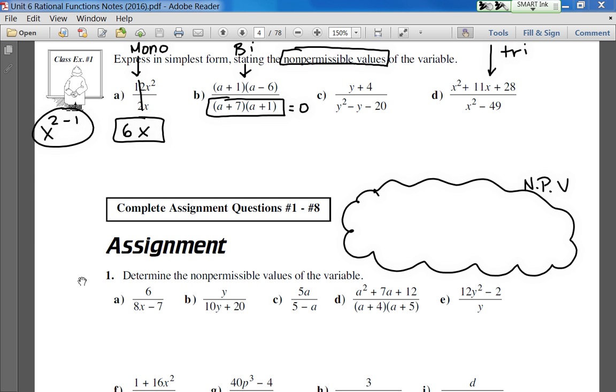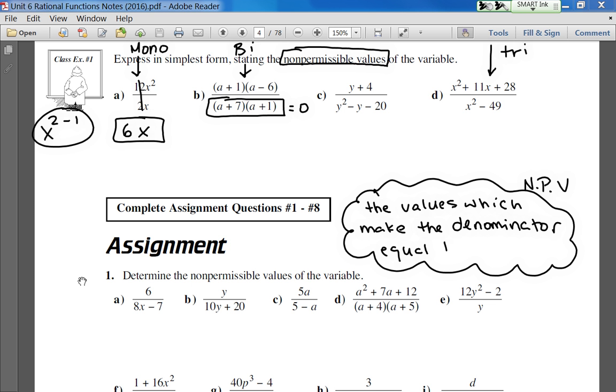-7 and -1. So those values are non-permissible for B. Okay, so let's just put a little definition here for non-permissible values. The values which make the denominator equal to 0. Okay, and the value or the values could be plural, could be singular. There might not even be one.